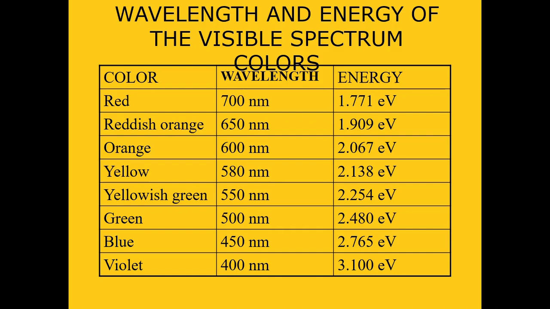Violet has the highest frequency in the visible light spectrum, which leads to ultraviolet light, which is not visible to the human eye. And the sun does produce ultraviolet light that gives us humans vitamin D.